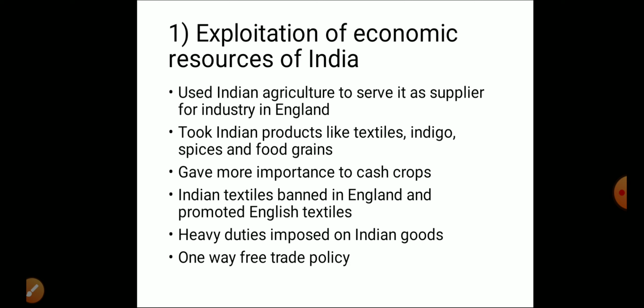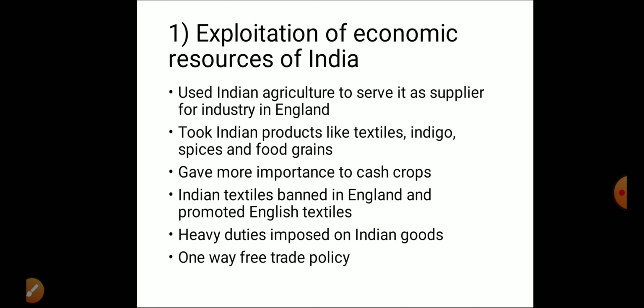In England at that time the industrial revolution took place, after around 1750, when they had the battle in India in the year 1757 against Sirajuddaula in the battlefield of Plassey, the Battle of Plassey. At the same time, England was having the industrial revolution in their own country, and due to that, India became a supplier of raw material for them. They took Indian products like textile, indigo, spices and food grains, and gave more importance to cash crop.